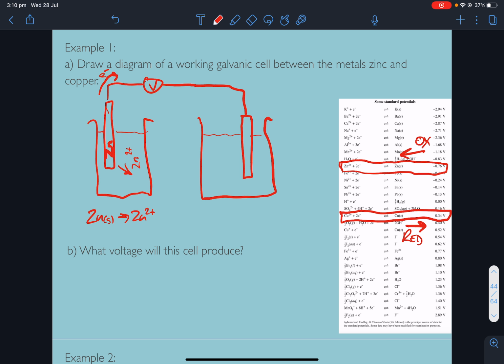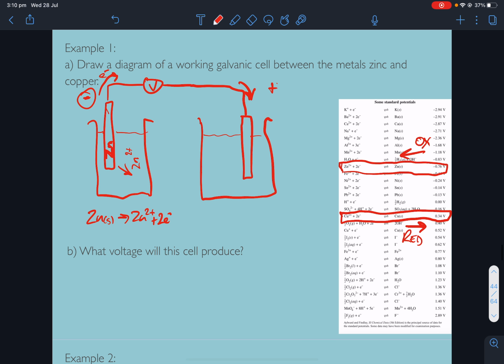Electrons are going to travel through. They're going to come down here. So that's our negative anode, and here's our positive cathode. They're going to be attracted to this, and we're going to have our reduction happen here. So we're going to have copper 2 plus and 2 electrons go to copper solid. So we need in our solution copper 2 plus, something like copper sulfate in there. It's going to come and plate our electrode here.